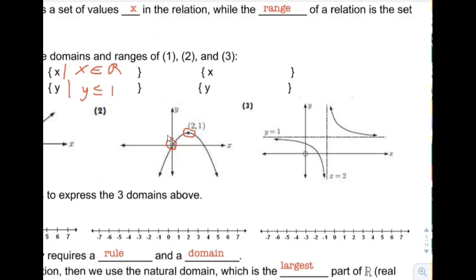What about the hyperbola here? The x values that it exists on are all values except for this value, x equals 2. So how could we say that? You could say x is greater than 2, or x is less than 2, or you could say x is all the real numbers except x is not equal to 2, something like that. Or you could just say x is not equal to 2, maybe.